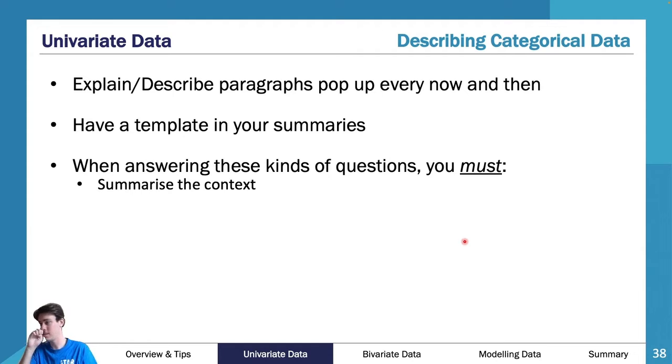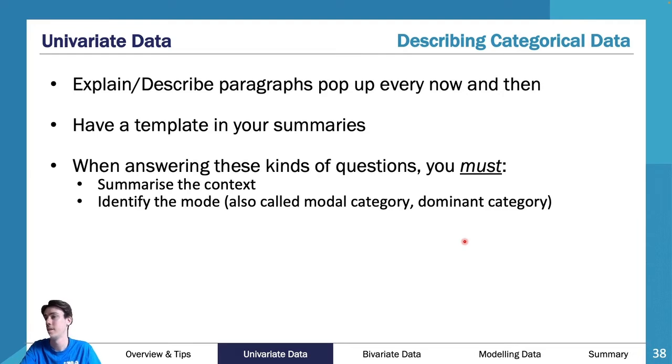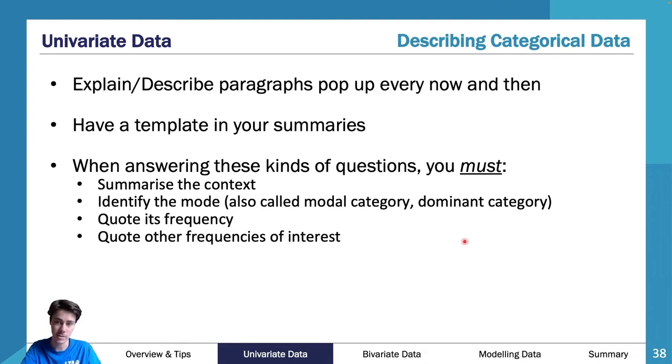That's always the first thing that I think you should do. You should always summarize what is going on in your data. So give some context. What is it? What are we actually measuring? Or what are we counting? What are we taking the frequency of? What's going on? So obviously you won't be measuring for a categorical variable, but nonetheless, you're saying, all right, I'm getting the frequency of the type of pets people have in my class. You want to identify the mode, so usually the most dominant category, and then quote its frequency, and then quote other frequencies of interest.